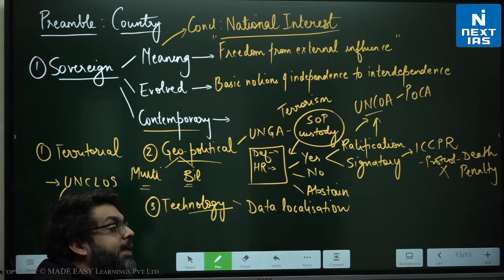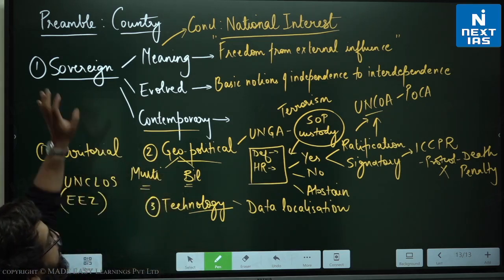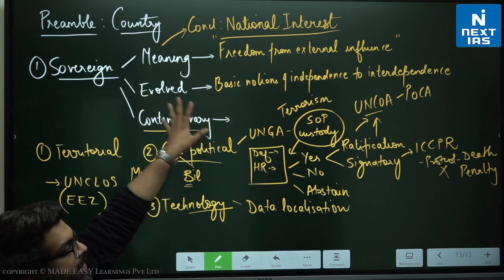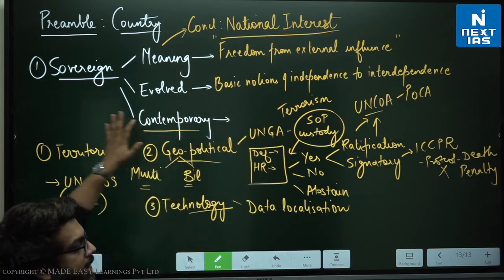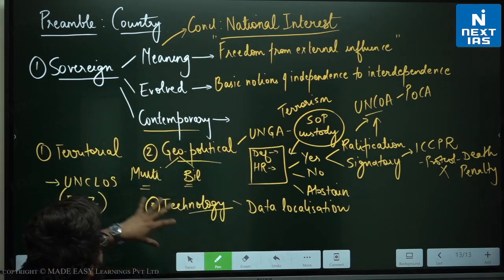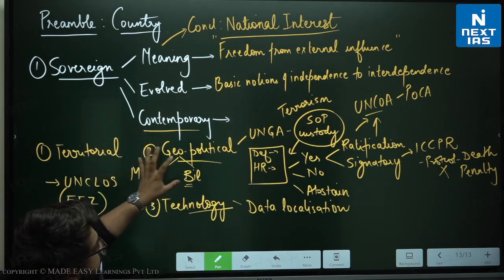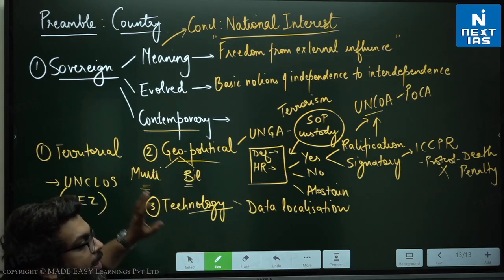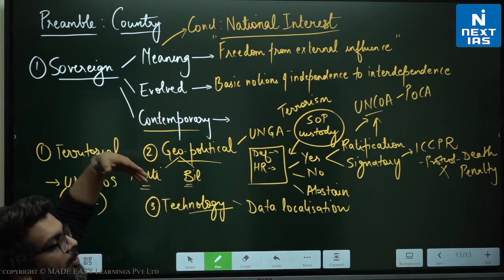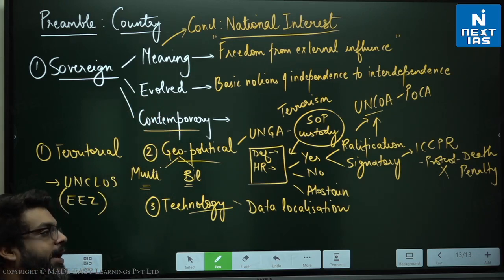Understood this? So sovereignty means the freedom from external influence. It has evolved from basic notions of independence to interdependence. There are three basic ramifications of sovereignty: territorial, geopolitical, which means two things, multilateral and bilateral, and technological. And then you can conclude by saying today's sovereignty is based on the notions of national interest.